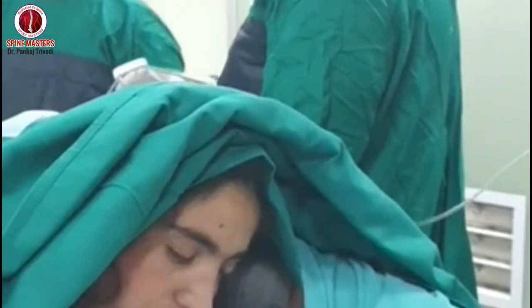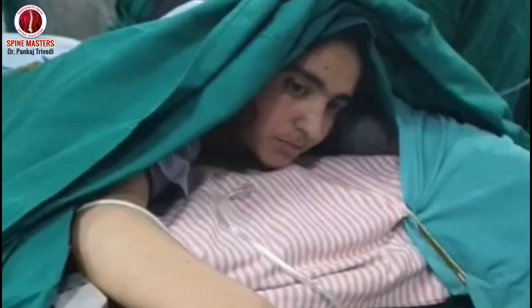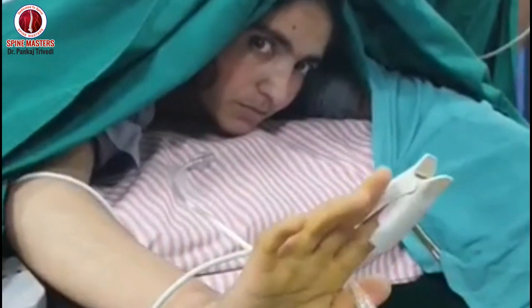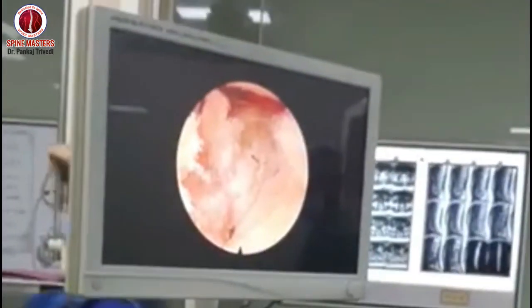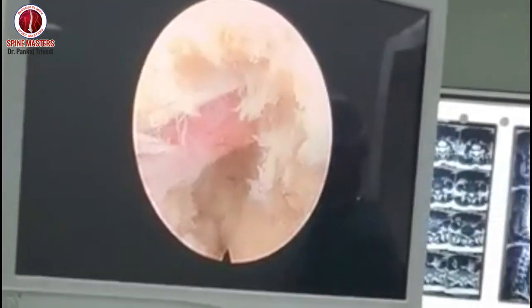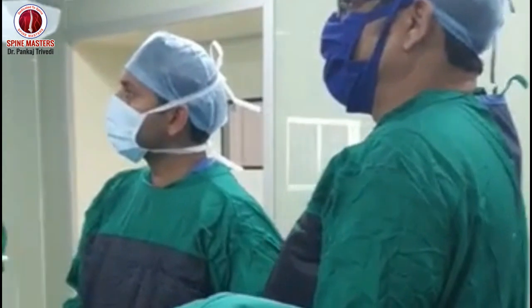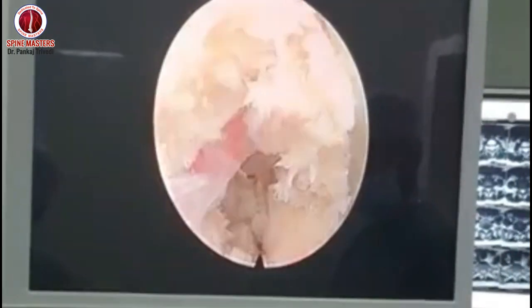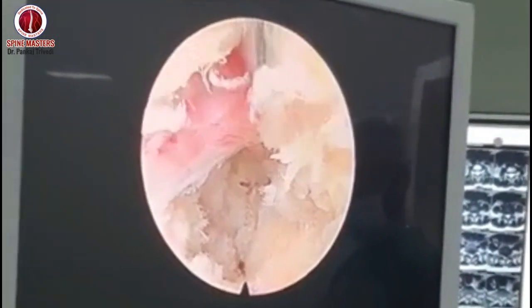Language problem. I think there is a language problem, so she is not understanding what I am asking. But now you can see the root beautifully red, the inflamed root, and downside, if you see around 12 o'clock or 2 o'clock, there is a rent, and from where the disc was migrated downside. See, this is the ligament. This is the ligamentum flavum, and here also, this is all ligamentum flavum.